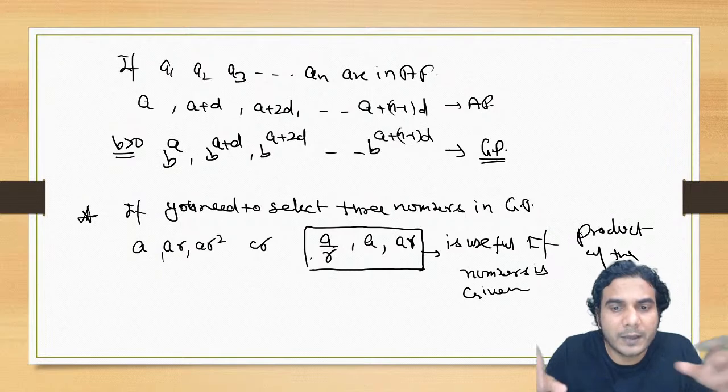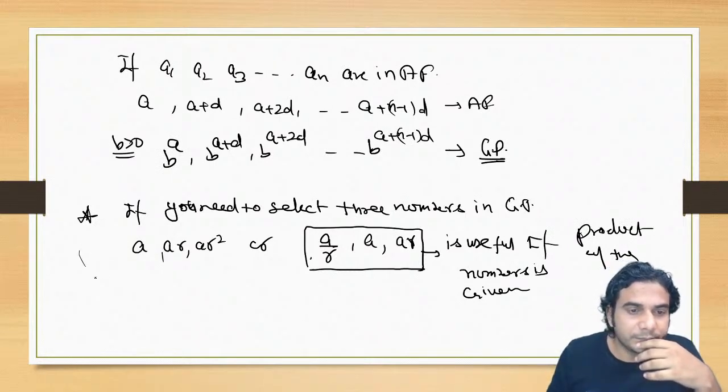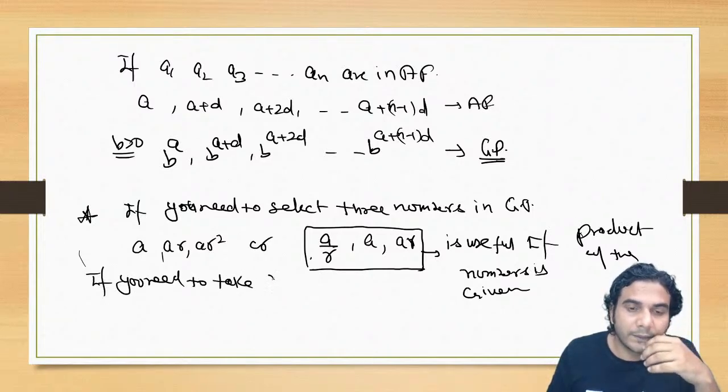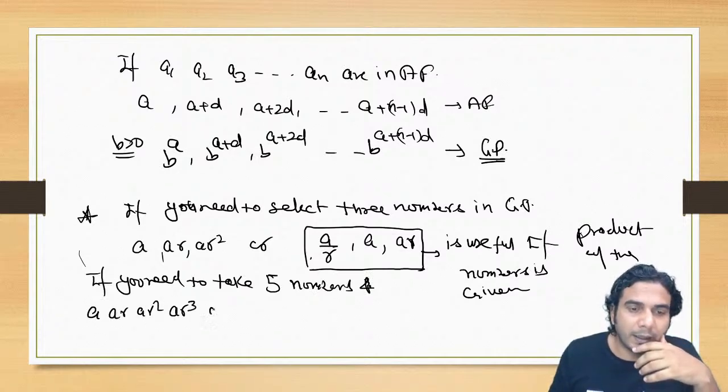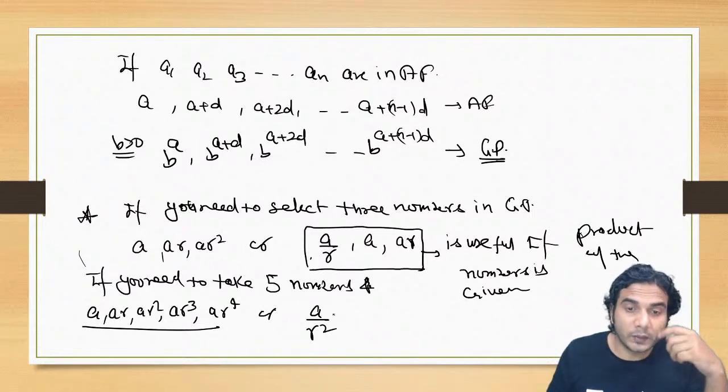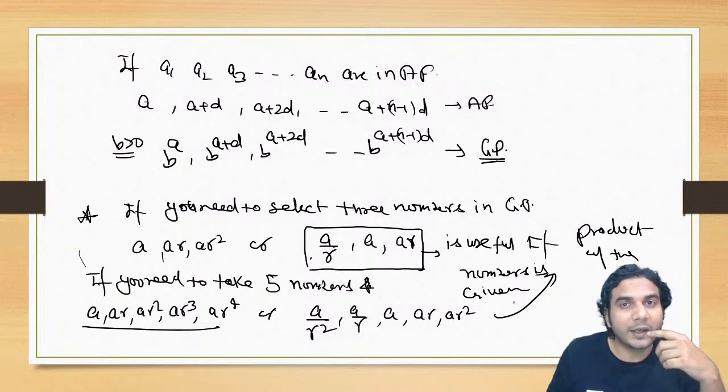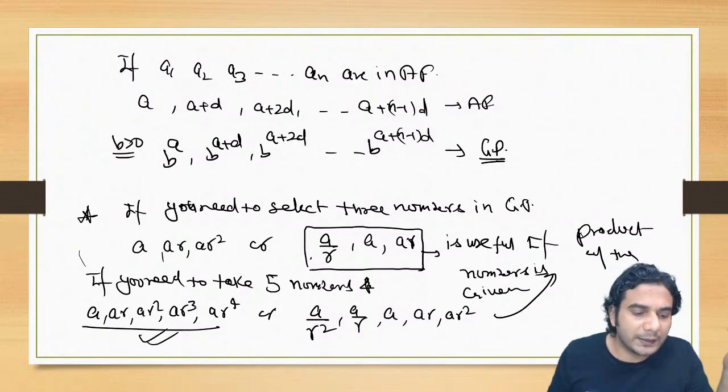Similarly, if you need to take five numbers and the product is given, then what will be the five numbers? You can take A, AR, AR square, AR cube and A raised to 4 R. There is no problem by taking these numbers. Or you can take A upon R square, then A upon R, then A, then AR and then AR square. This will be useful again when the product of the numbers is given. Same logic: if the product is not given, then you can take the first form as well.